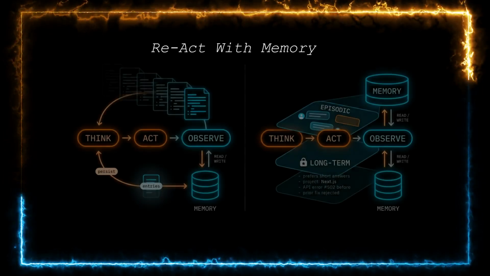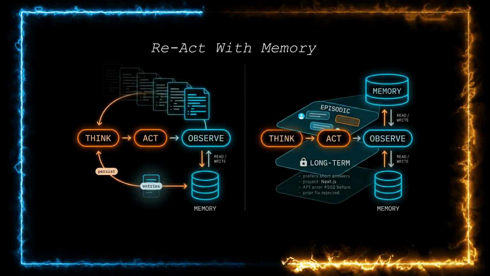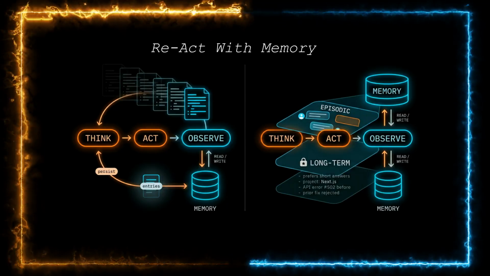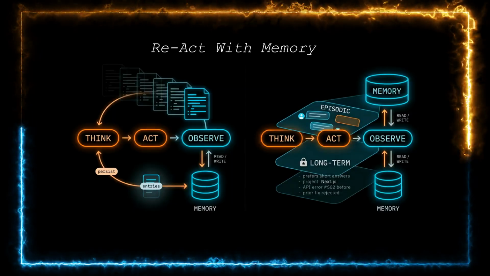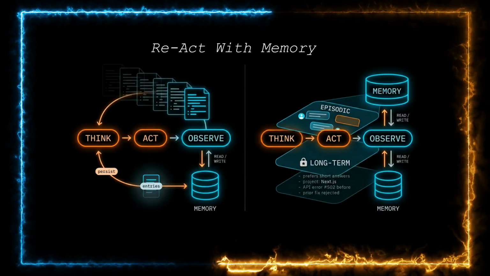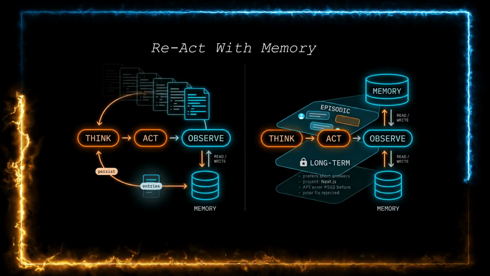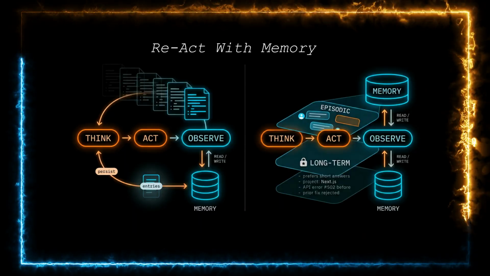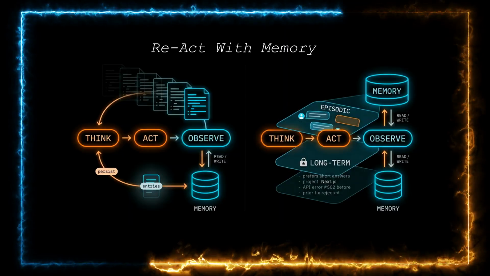ReAct with memory adds persistence. Normal tool observations are temporary. The agent sees the tool result during the current run, but unless you store it, that information disappears. Memory changes that. The loop becomes think, to act, to observe, to read memory, to write memory, to final result.